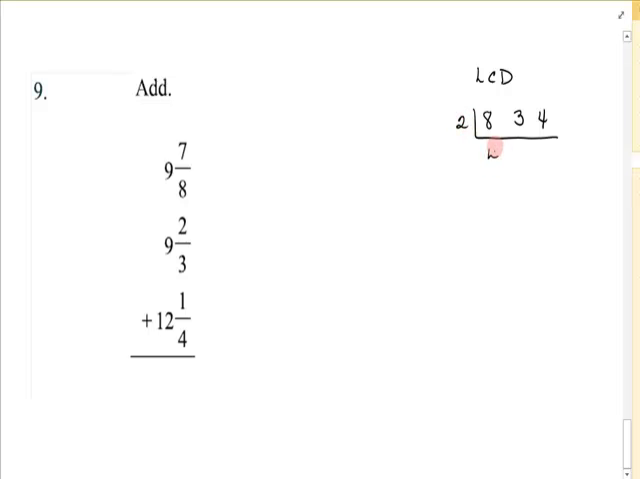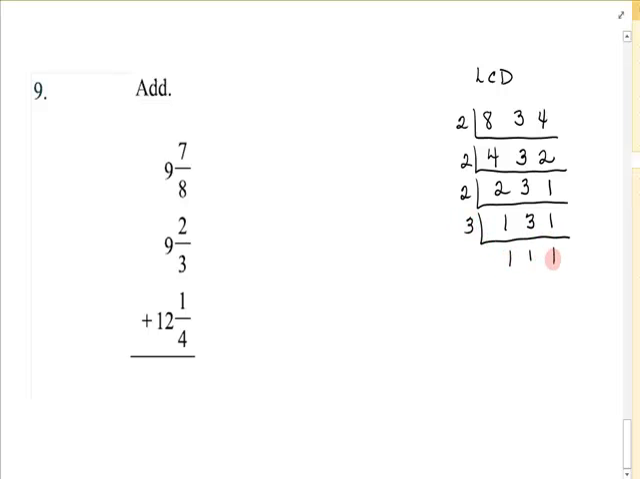Prime number 2, we're going there 4 times, doesn't go in, goes in there 2 times. Prime number 2 goes in there 2 times, bring down the 3, goes in there once. Prime number 2 goes in there once, bring down the 3 and the 1, and finally divide by 3, 1, 1, 1, tells me I'm done. The LCD is 2 times 2 times 2 times 3, which is 24. I'm going to have 9 and some 24ths, 9 and some 24ths, and 12 and some 24ths.